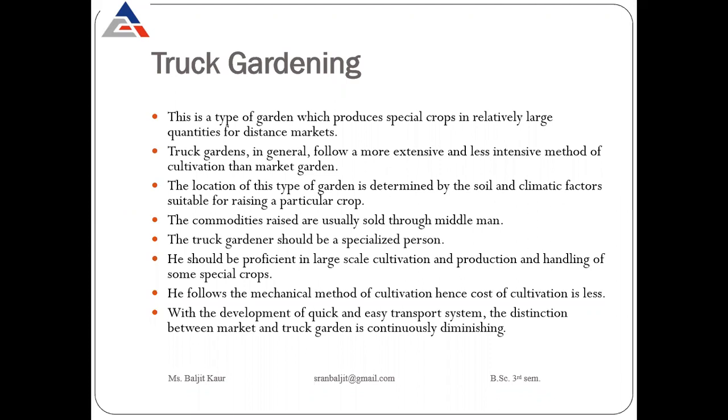So a particular crop is grown over a large piece of land. So the soil requirements and climatic factors are taken into account before sowing or growing a particular crop. The commodities that are raised are generally sold through a middleman, right? So these commodities are generally sold through a middleman.